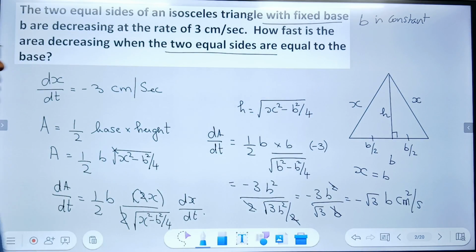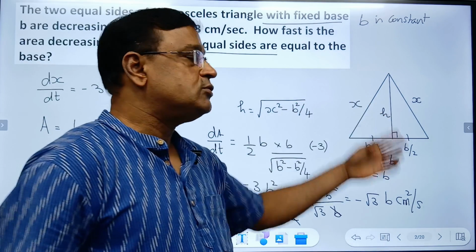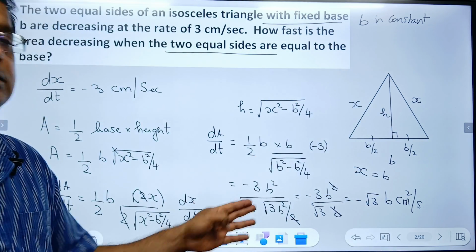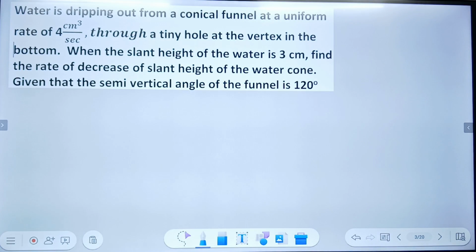Very simple. All that you need to know is that in an isosceles triangle, the perpendicular will bisect the base. This is a very important type of question.